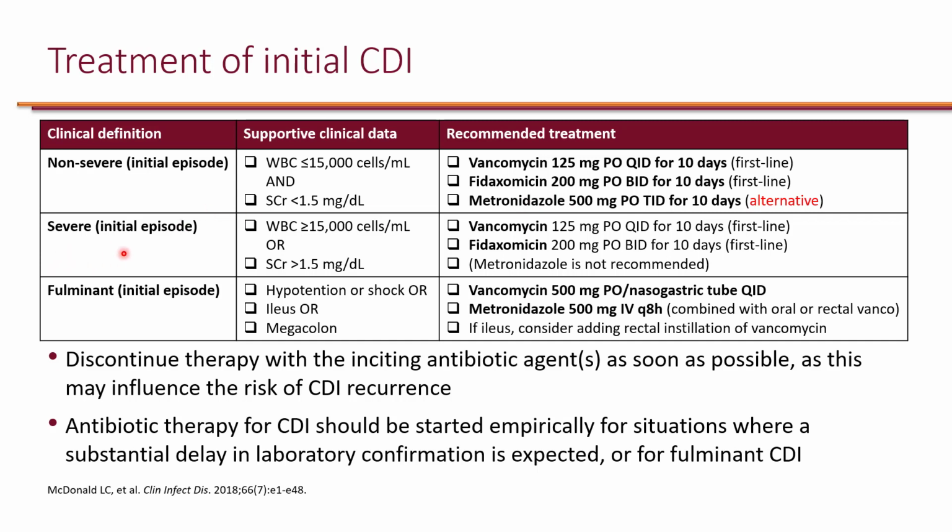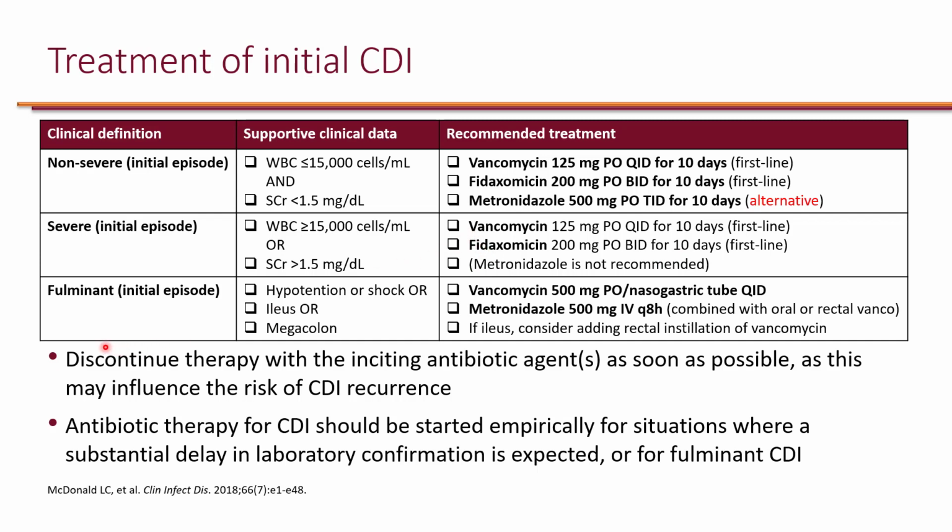Now, severe cases of C. diff infection are defined as white blood cell greater than or equal to 15,000 cells per ml, or if the serum creatinine in the patient is greater than 1.5 milligram per deciliter. For these patients, metronidazole is not recommended. It is recommended to use either vancomycin at the lower dose of 125 milligram 4 times a day for 10 days, or fidaxomicin 200 milligram PO twice a day for 10 days. It is worth noticing that fidaxomicin is significantly more expensive than vancomycin.